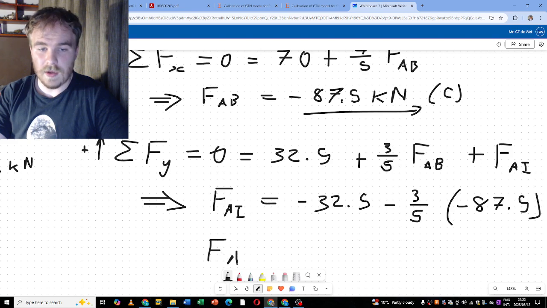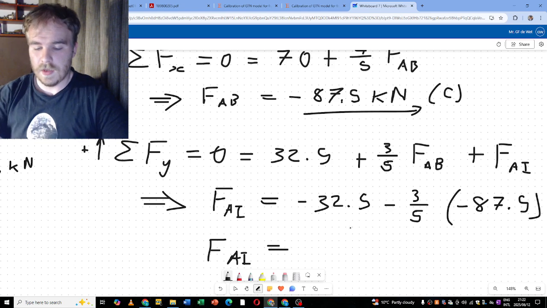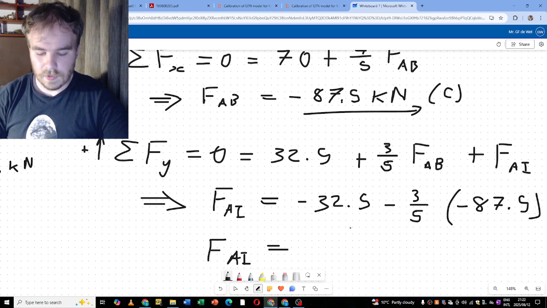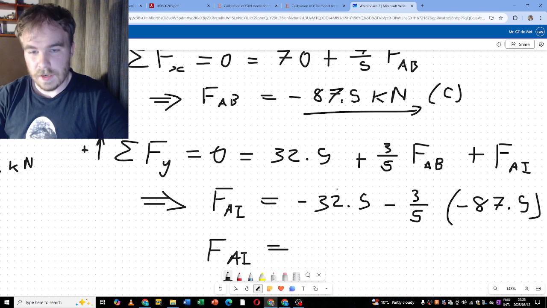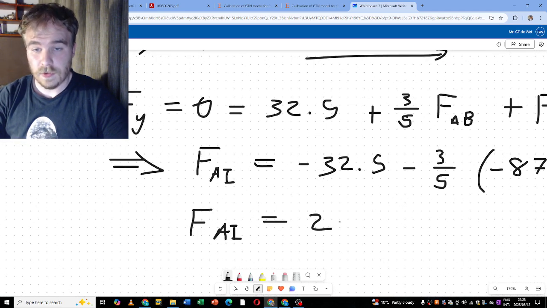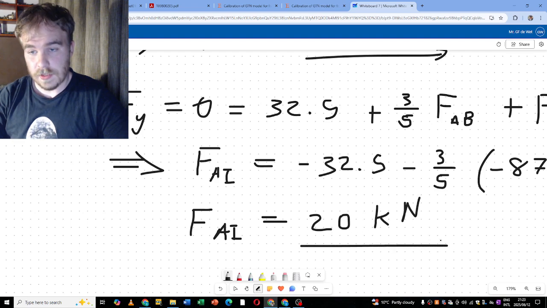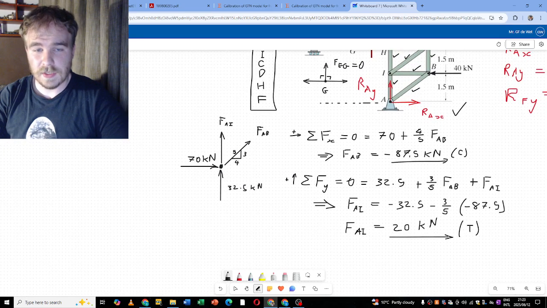And then it's FAI, and we can quickly go calculate that. 52.5 minus, and I need to keep on checking my signs. And then we get a value of 20 kilonewtons. And let's just check. It should be in tension. Let's go check if that makes sense.